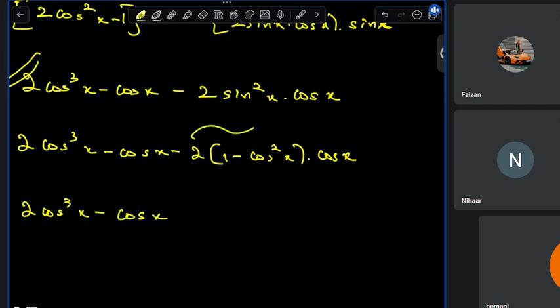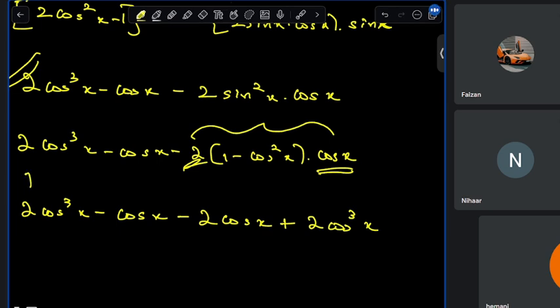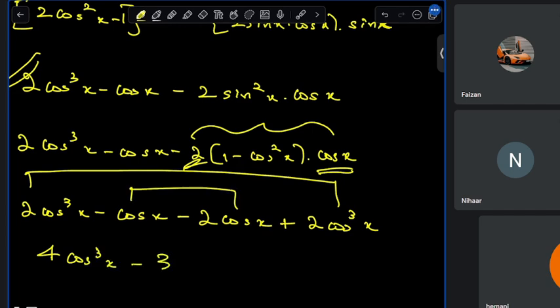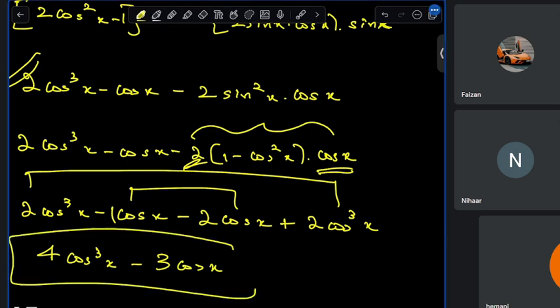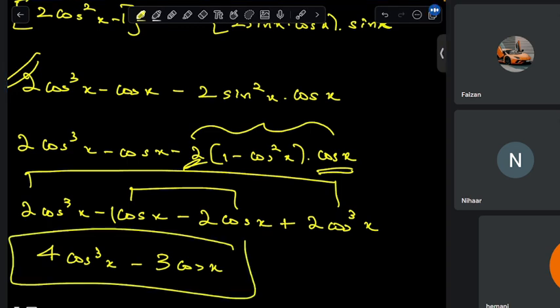Now careful, in this part I'm supposed to multiply the cos x throughout the bracket, correct? So it becomes minus 2 cos x, minus and minus becomes a plus 2 cos cube x. You should multiply 2 and cos x throughout. Don't forget the 2. Now add the similar terms. 2 cos cube x and 2 cos cube x gives you 4 cos cube x, here minus 3 cos x. That's all. Correct?